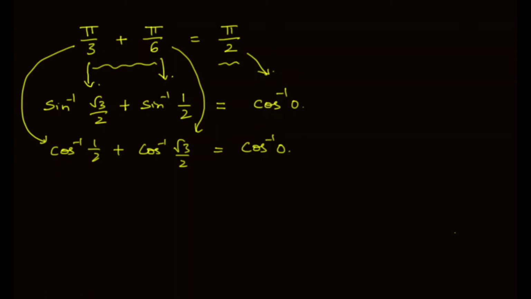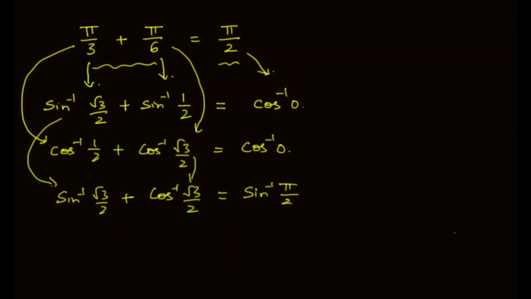If I combine them and write pi by 3 as sine inverse root 3 by 2 from here, I'm taking each term and writing the equivalent: cosine inverse root 3 by 2 for pi by 6, and sine inverse 1 for pi by 2. Sine inverse 1 is equal to pi by 2, isn't it? So this is how the equations are formed. The equivalent of the angle in terms of inverse trigonometric functions should be written, and we would have plain addition of two angles leading to the third angle. Addition of two angles, pi by 3 plus pi by 6 equals pi by 2, is happening here.